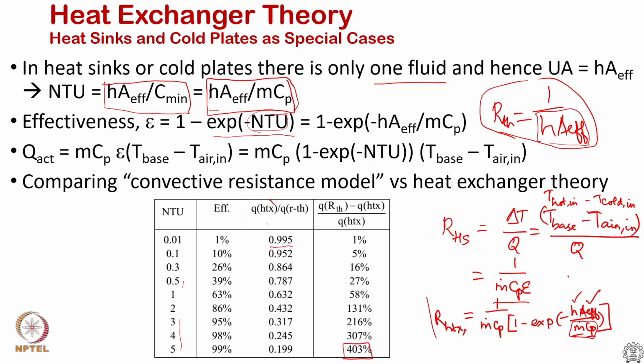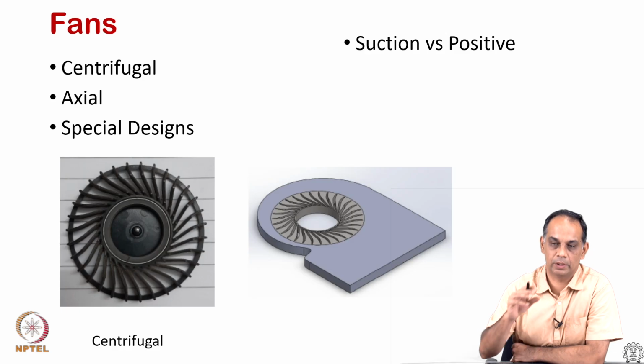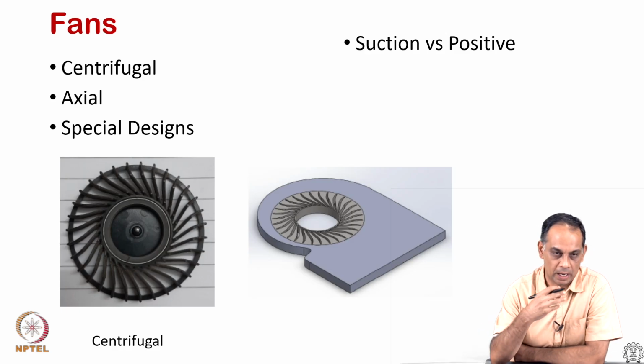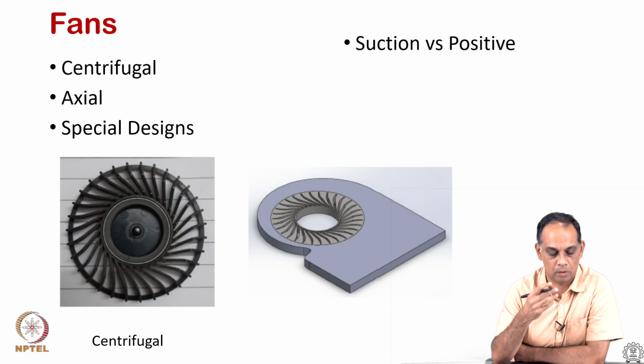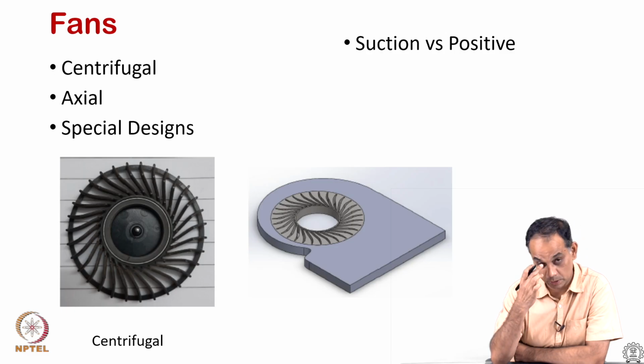So that's why we will use this heat exchanger theory in the upcoming discussions, and the same idea of 1 divided by m dot Cp can also be used for cold plates or liquid cooled cold plates and so on. So moving forward, in a typical air cooled design, you have fans employed, centrifugal fans or axial fans, or even some kind of special designs.